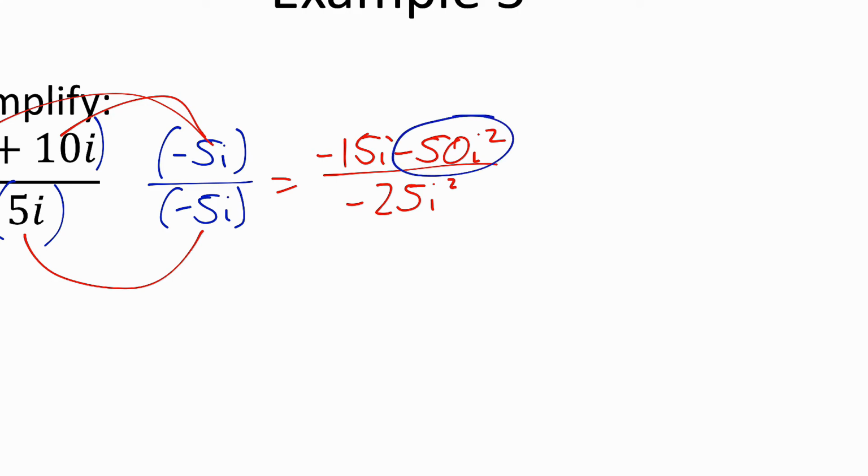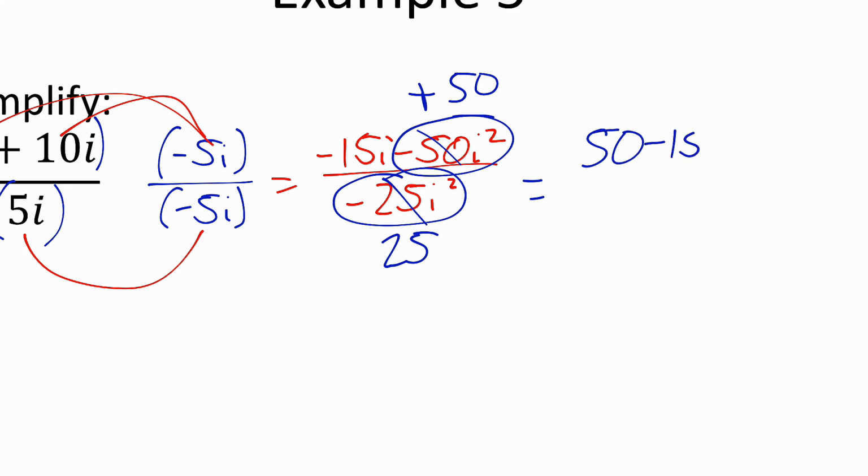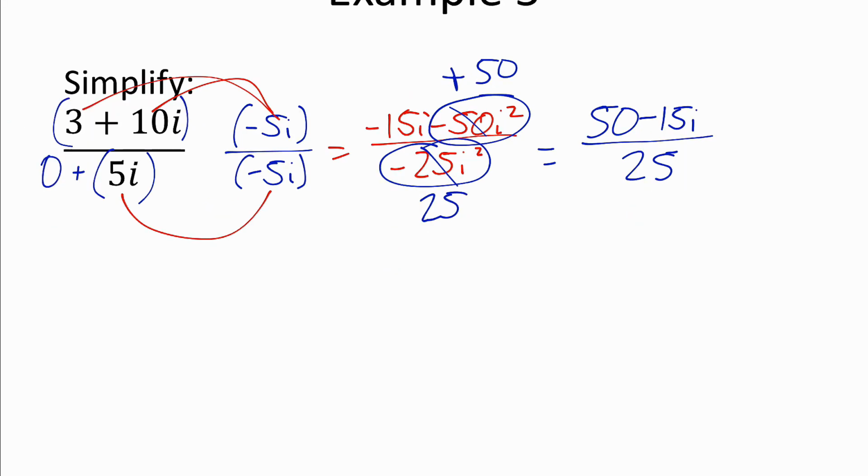Now, cleaning this up a little bit, knowing what we know from the previous part about multiplying, negative 50i squared, that's negative 50 times negative 1, so that's really plus 50. And then negative 25i squared, that's negative 25 times negative 1, so it's a positive 25. If we rewrite this in standard form, we've got 50 minus 15i up top. Down below, we just get 25. That's not too bad. Now, we can also reduce that fraction a little bit.